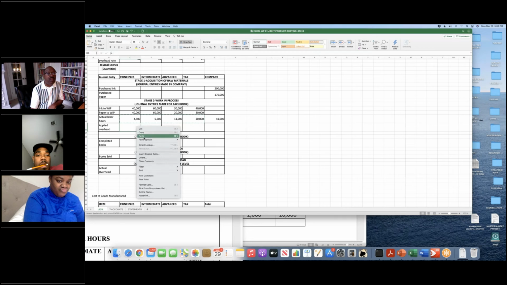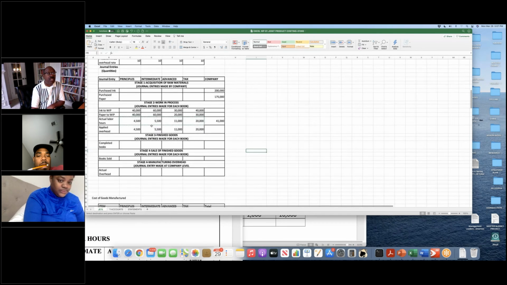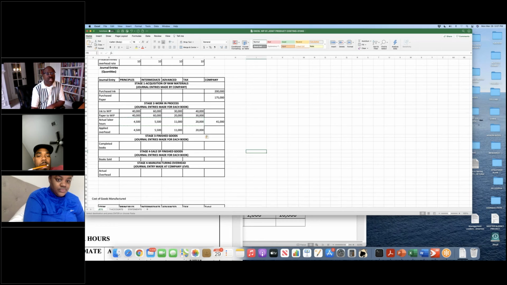Then we will make the journal entries. We'll put the dollar amounts in. These are just quantities. So what you said, 45,000, is correct in terms of when we multiply it by that $10 activity rate in the journal entry. Give me the completed books.